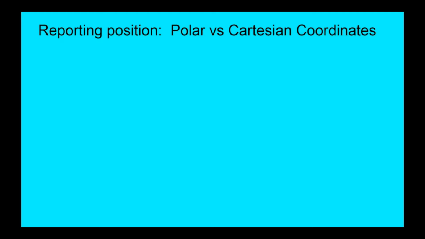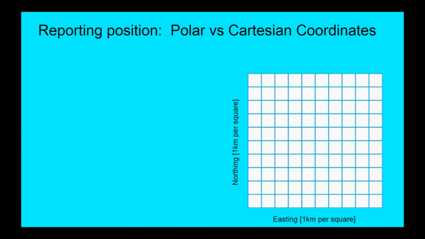Let's look at how we report our position. The difference between polar and Cartesian coordinates. You actually already know this. I'm just giving it a name. Let's say I have a map set up with northings on one side, eastings on another. You might say, why not north and east? Military grids, they like to call it northing and easting for some strange reason.